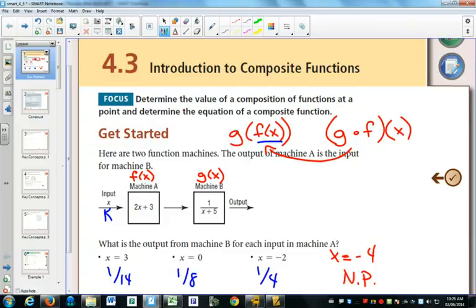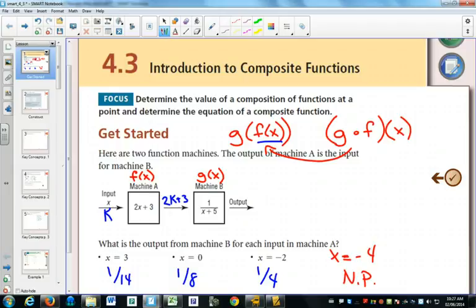Well, what did you do with the 3? How did you figure out what came out when you did the 3? You plugged in 3 for x, right? Did 2 times 3, 6 plus 3 is 9, and out came 9. So now what do you do? You plug in k. What are you going to get? When it comes out, you're going to get 2k plus 3.